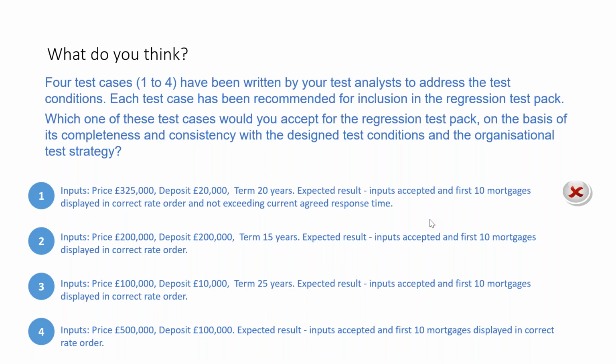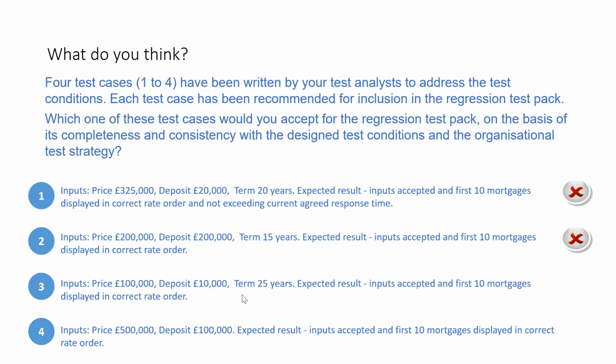Okay, then the second one is inputs. Price £200, deposit £200. Again, it has to be less than the price of the property. Okay, so anyway, because of this itself, it can be wrong. Then the third one is inputs. Price £100,000, deposit £10,000. Good. Term 25 years.